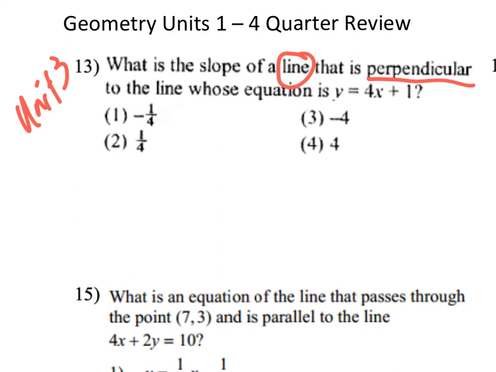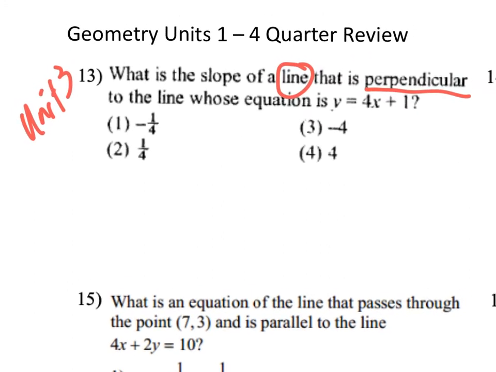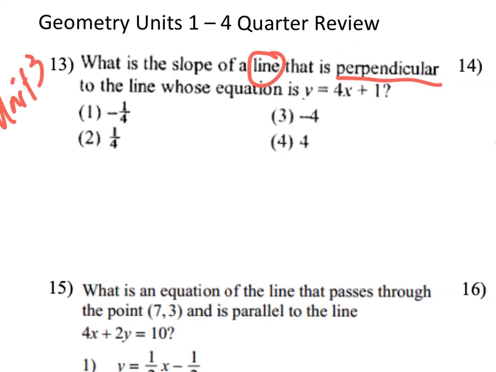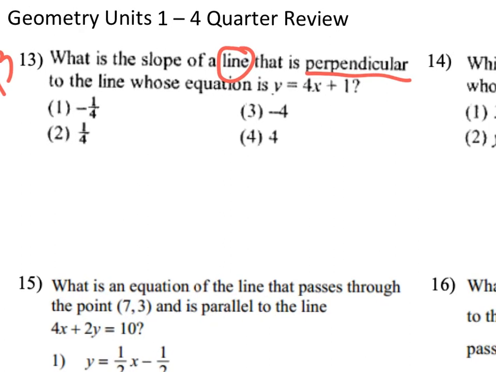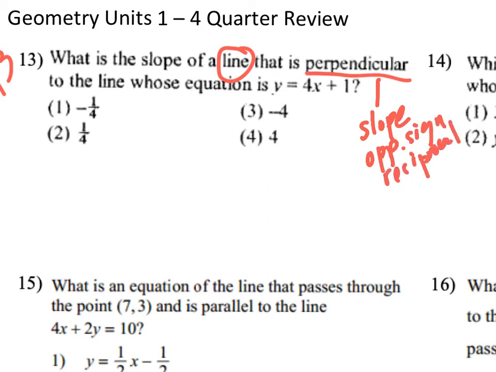Okay, so my question's asking me, what is the slope of a line that is perpendicular to the line whose equation is y equals 4x plus 1? Right, and whenever I see the word perpendicular, I want to think about slope, and I want to think about opposite sign and reciprocal, which means a flipped fraction, right? I'm going to rearrange my numerator and denominator to be denominator over numerator, right?